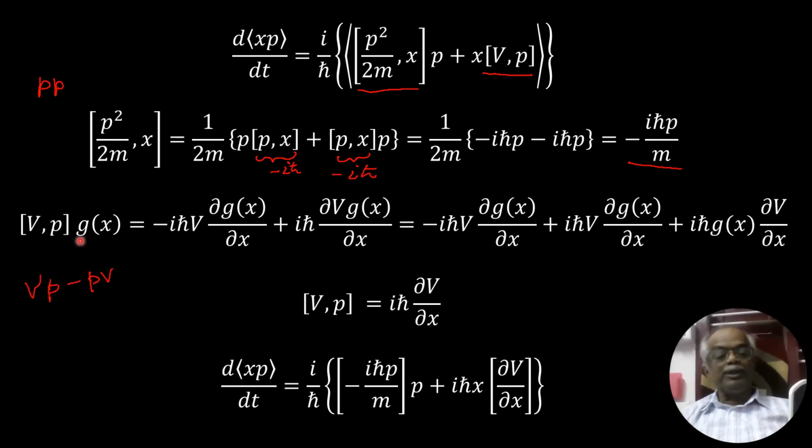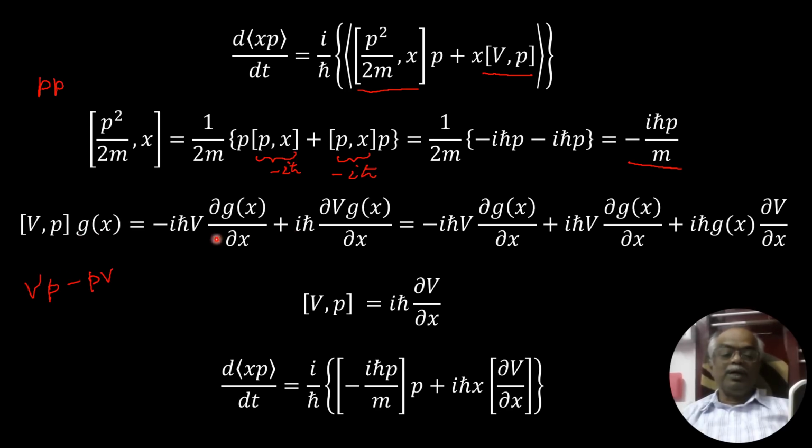Of course, you remember that there is g(x) here. So first Vp: V you have taken first, and for P you take the operator of P, which is i h-cross ∂/∂x. Already there is g(x) here. Then minus PV, you have g(x), you have to multiply.